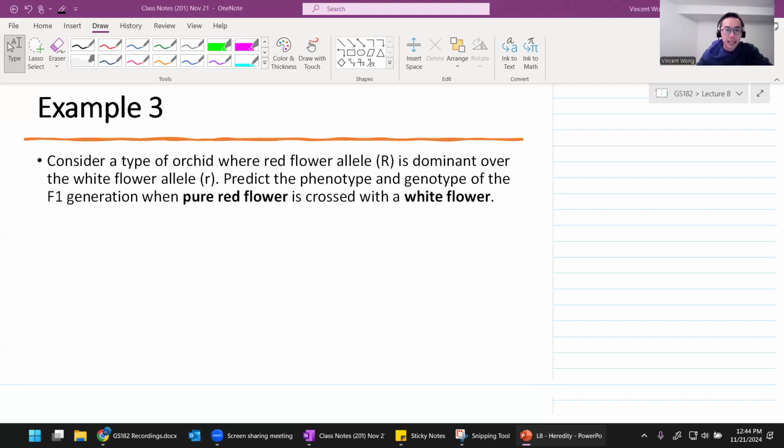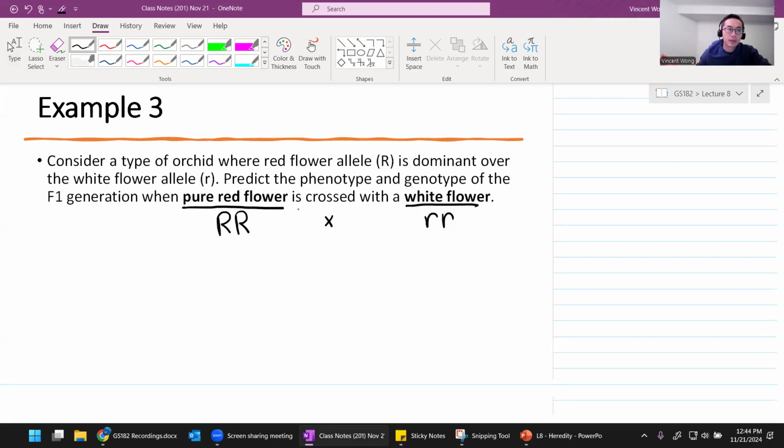All right, that was 4 minutes. Let's take a look here. We have the pure red. So pure red is big R, big R. Okay. And over here, white flower is small r, small r. Does everybody understand this first part here? If you don't, please ask. Okay, tell me what you don't understand, and I'll try to explain to you.